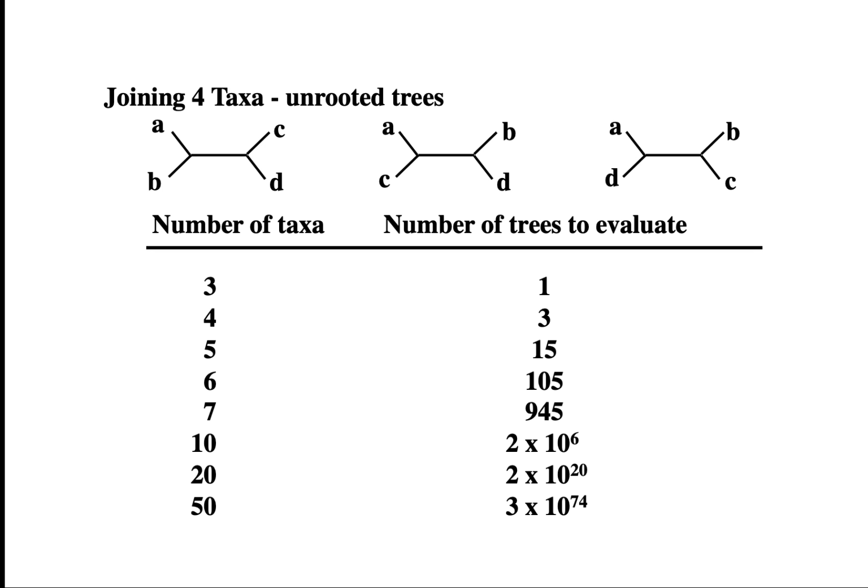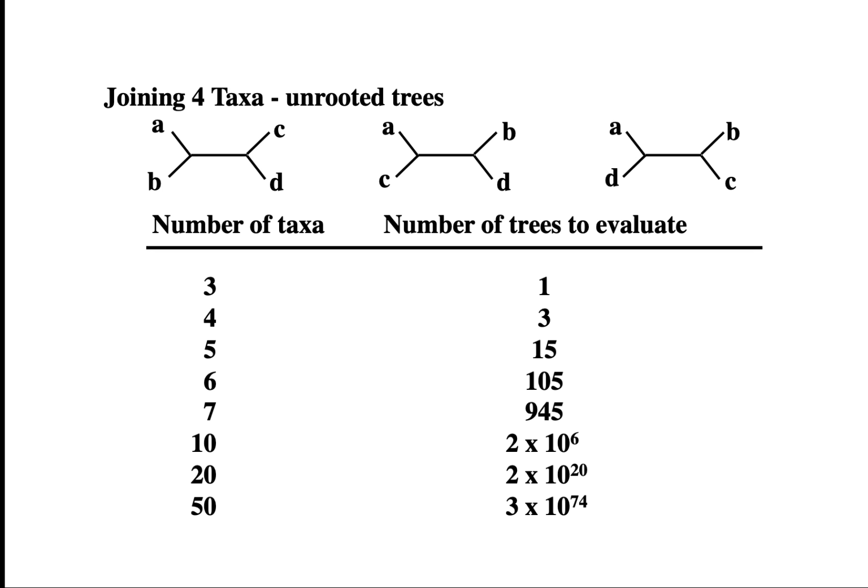So you can see the number of trees to evaluate increases greatly here, so that if you have 3 taxa to join, there's only 1 tree to evaluate. 4 taxa, there are 3 trees to evaluate. Those are the 3 at the top. For 5 taxa, there are 15 trees to evaluate, but by the time you get to 10 taxa, there are over 2 million trees to evaluate, and by the time you get to 50 taxa, then it's 3 times 10 to the 74th trees to evaluate, which is many more than just a little desktop computer can handle.